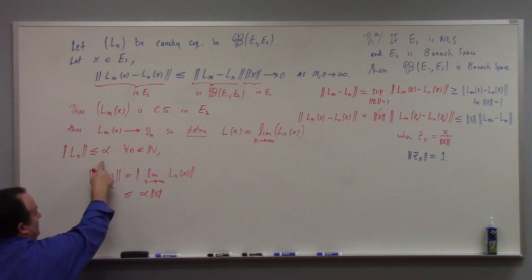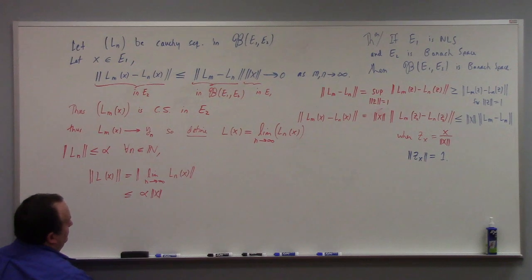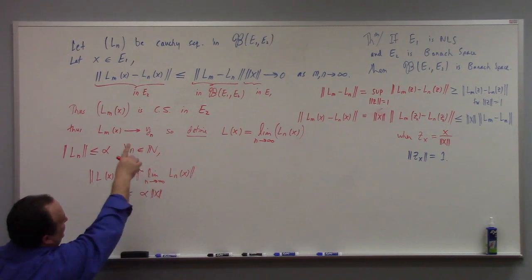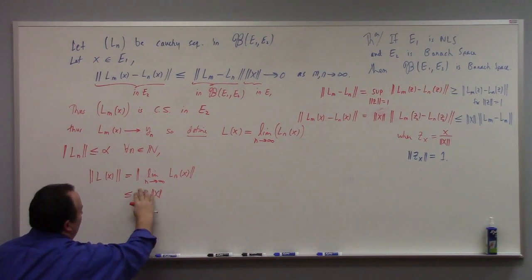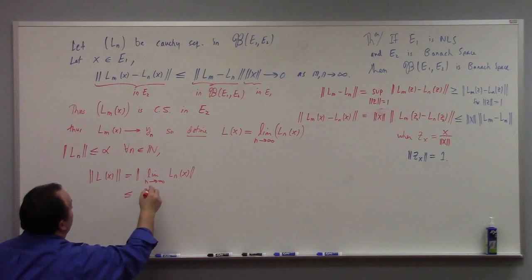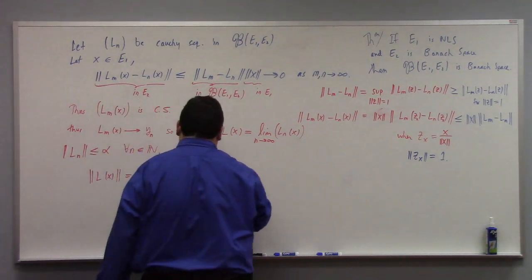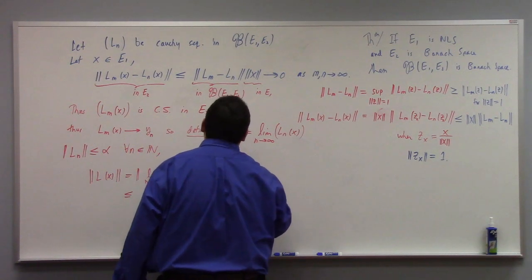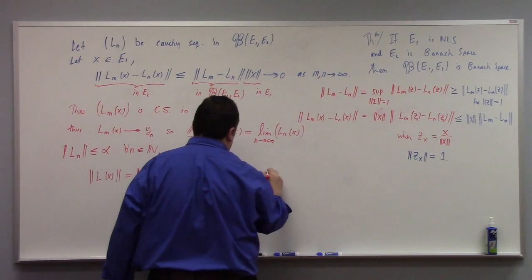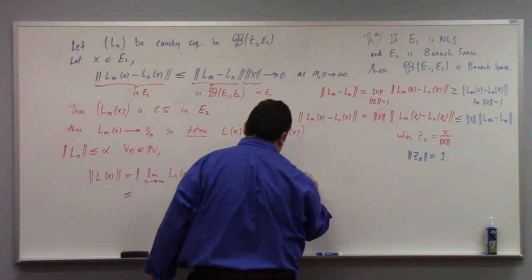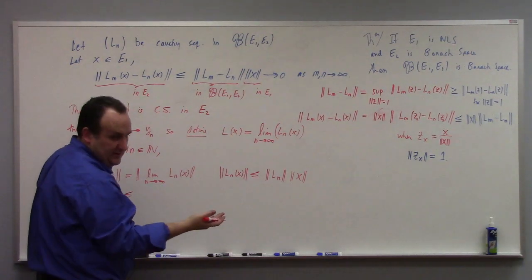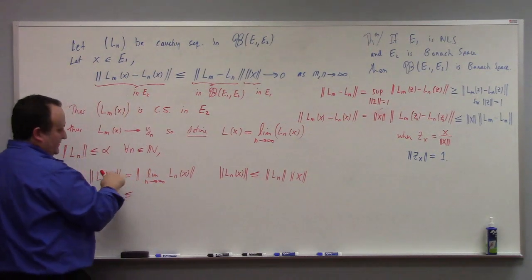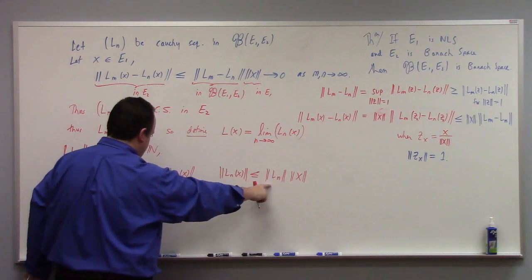Because he's using this thing up here again, right? Notice that the norm of Ln of x is less than or equal to the norm of Ln times the norm of x, yeah? By that logic that we went through up here. We can still do that again here. But now we also know that that's less than or equal to alpha, right?